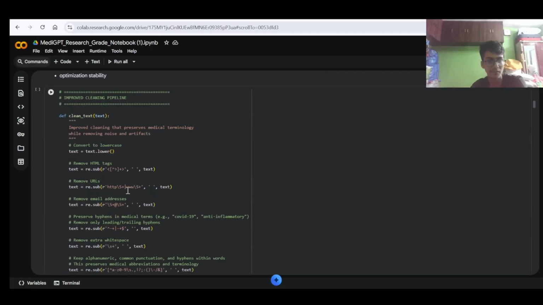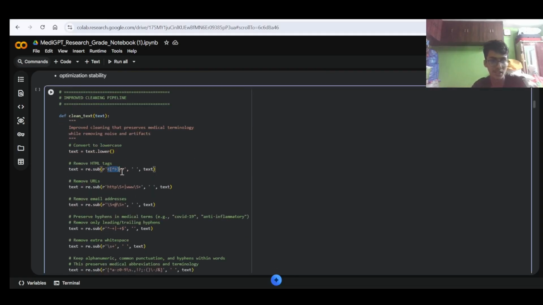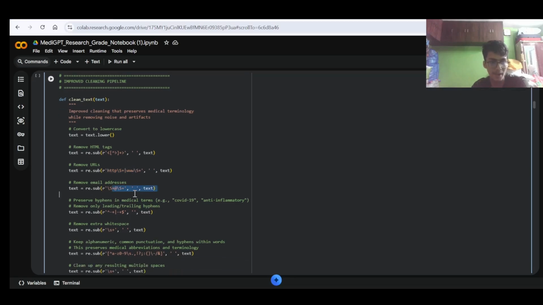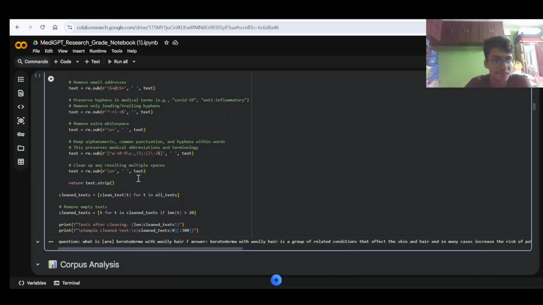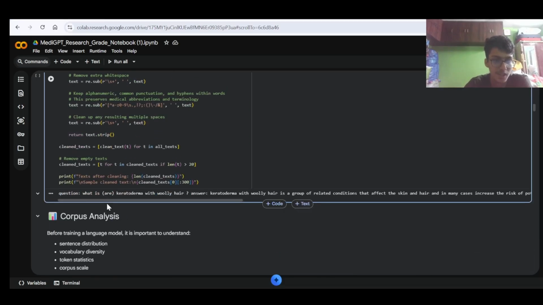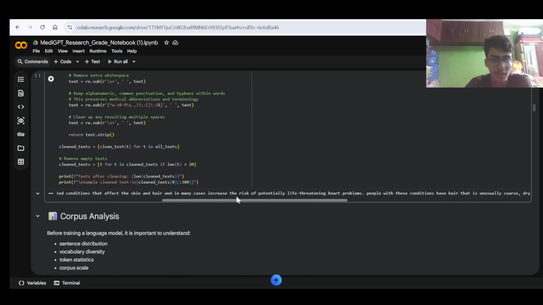Then we have text cleaning. All these special symbols have been removed, all the hyperlinks have been removed, and the email addresses are removed. The hyphens we may preserve because they give some semantic information. After cleaning the text, we visualize the clean text, and you can see this is good text altogether, in question-answer format.